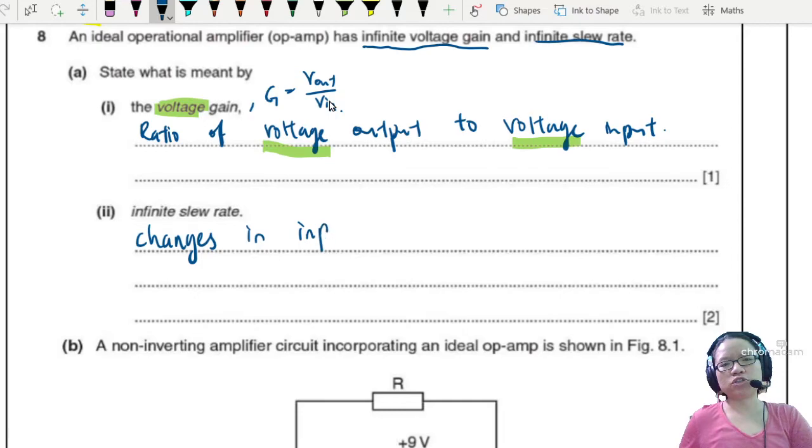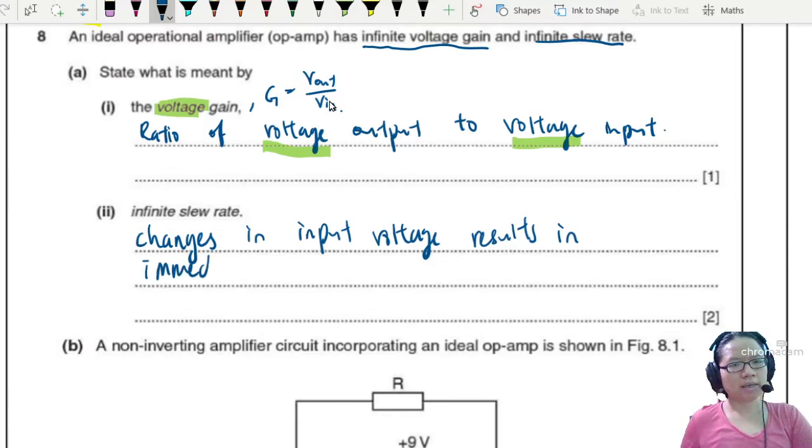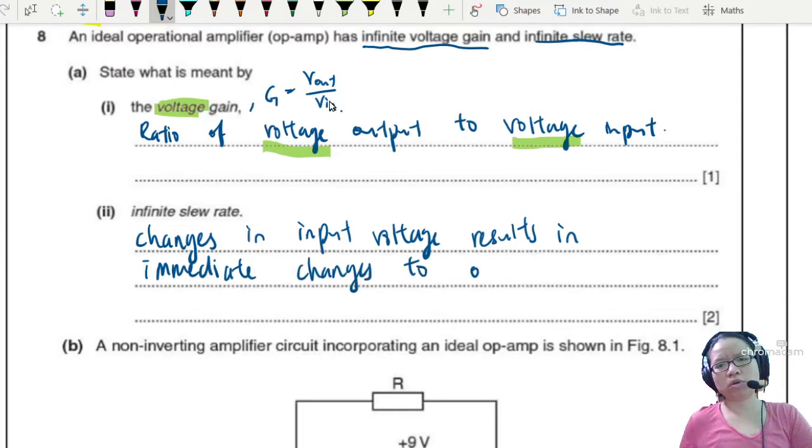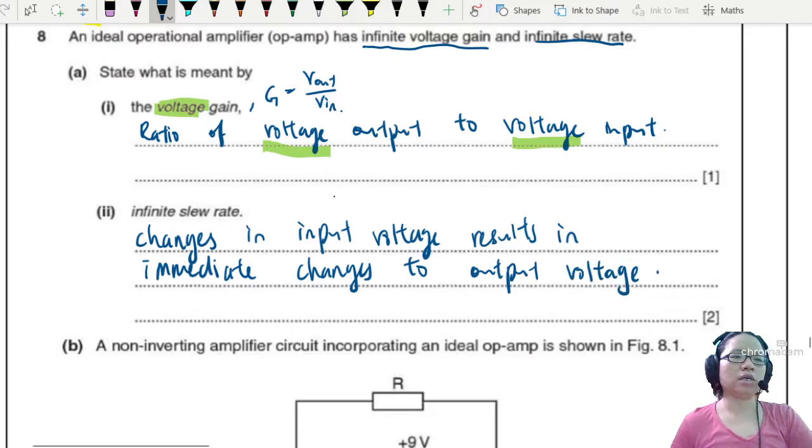So I will say that changes in the input voltage, or voltage input, results in immediate changes to output voltage.